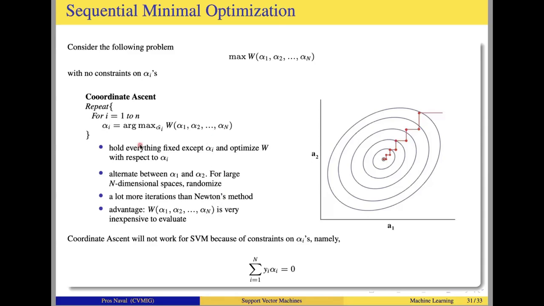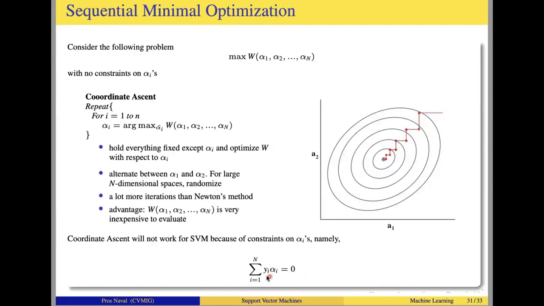Now for high dimensional spaces, it usually takes more iterations than Newton's method. However, the evaluation of this is very fast. So since this is very simple, the advantage of this is that it is easy to evaluate or inexpensive to evaluate. So that's the coordinate ascent algorithm, which, by the way, will not work for SVM because we have constraints. So we said that this will work if we don't have constraints.